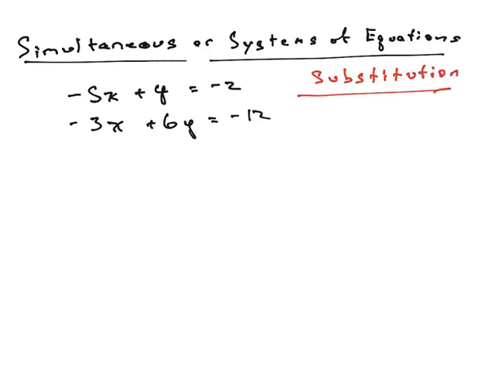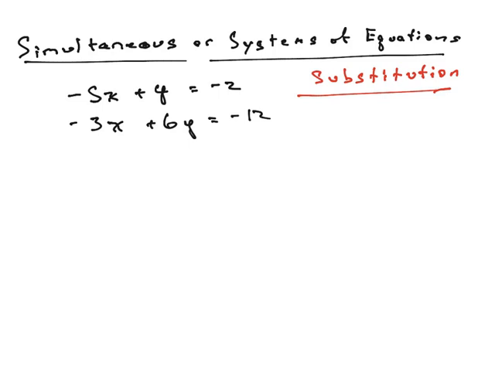The substitution method goes like this. Given two equations with two unknowns, choose one of the equations. Which one you choose is up to you. It doesn't matter. You can choose the first or the second. Choose one of them and solve that equation for one of the unknown variables.